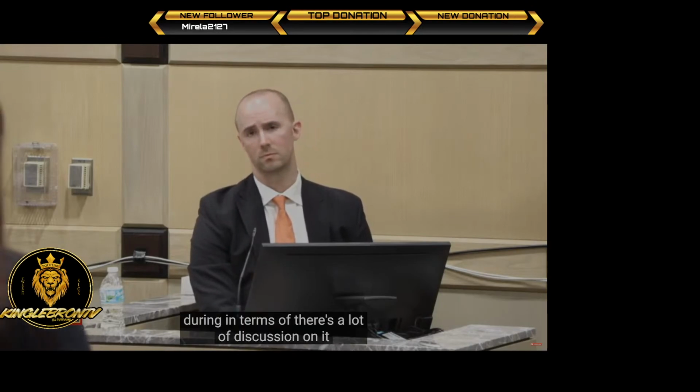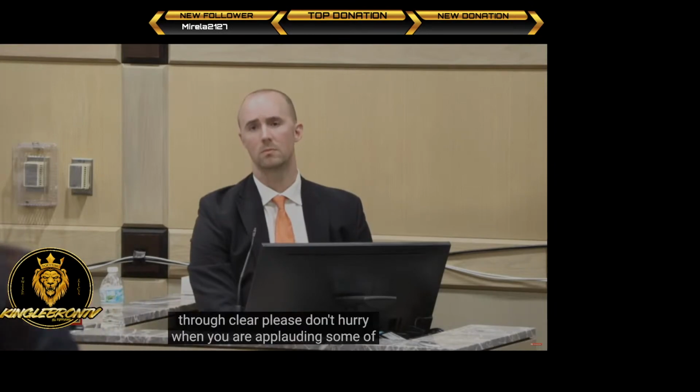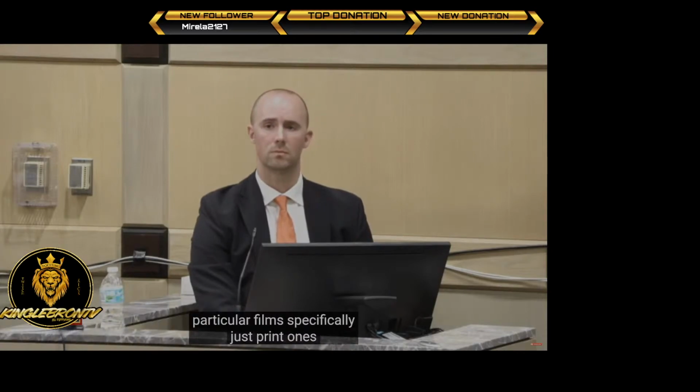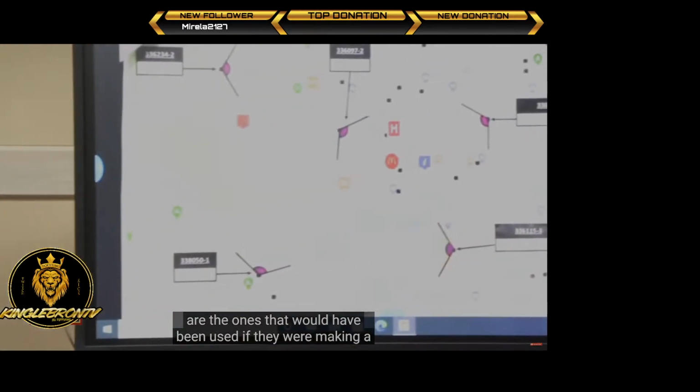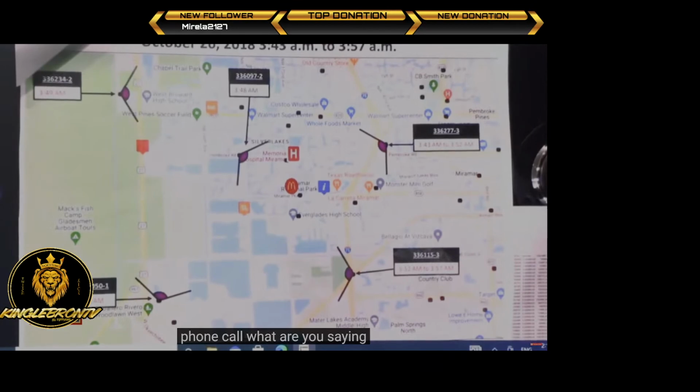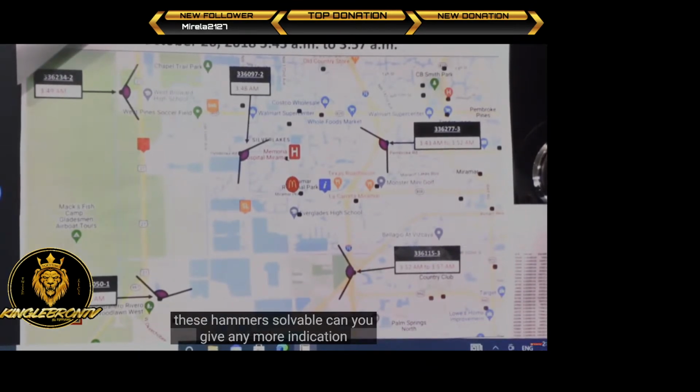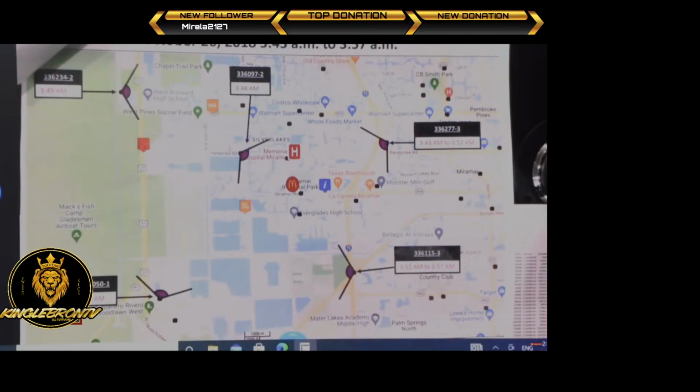There's a lot of discussion, and I want to make sure it's clear for the ladies and gentlemen of the jury, when you were plotting some of these particular phones, specifically the Sprint ones, are you saying that these towers are the ones that would have been used if they were making a phone call? No. What are you saying? These towers served the phone. Can you give any more indication on the direction or anything on that specific issue? On the direction, you can see the side of the tower that's serving the phone, but that's it.